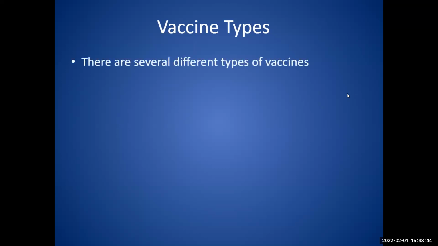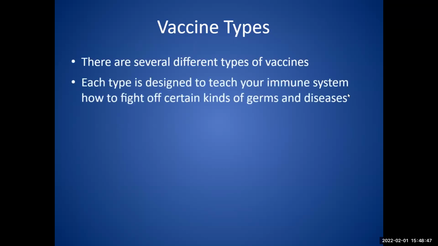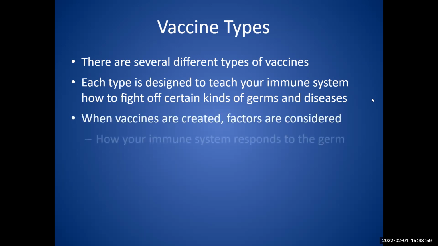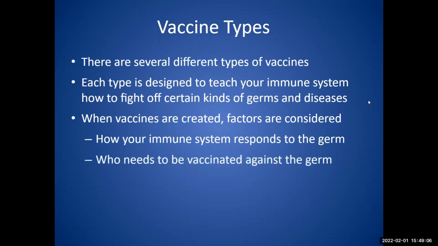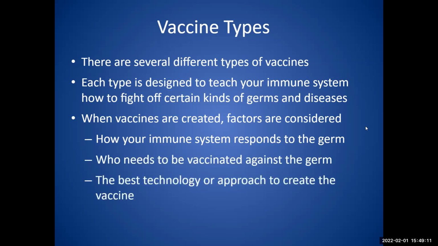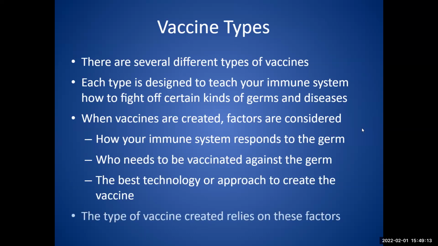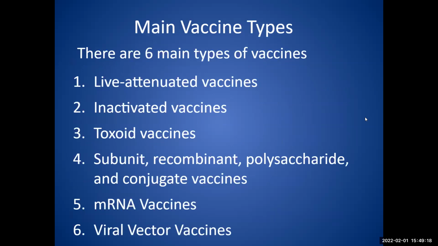Okay, so there's different types of vaccines, and each one is designed to basically teach your immune system how to fight off those germs and diseases that it's designed for. Okay, so when they're created, the factors that are considered is how your immune system is going to respond to the germ and who needs to be vaccinated against it, and then what's the best technology or approach for delivering the vaccine. And then the type relies on these factors.